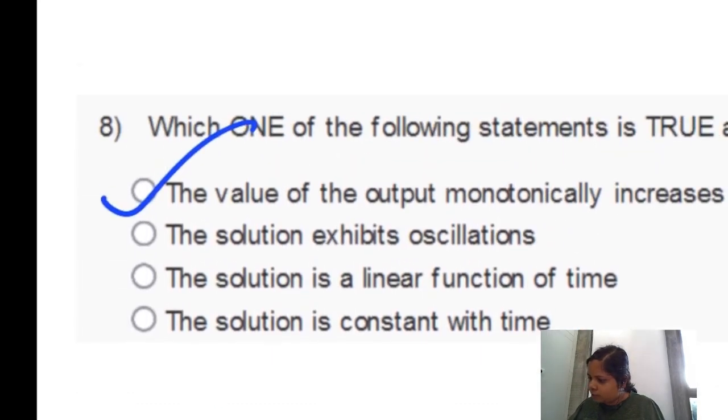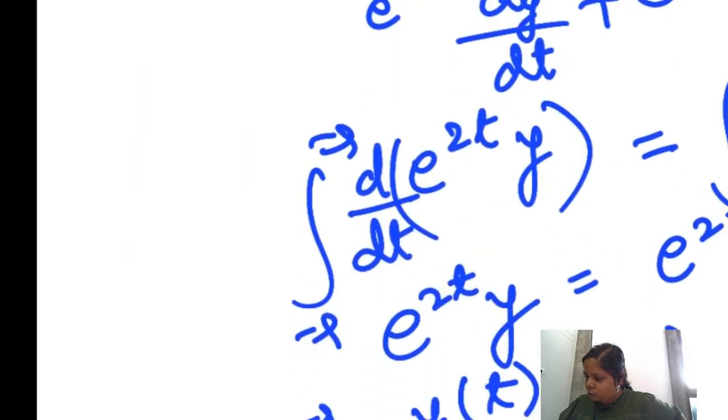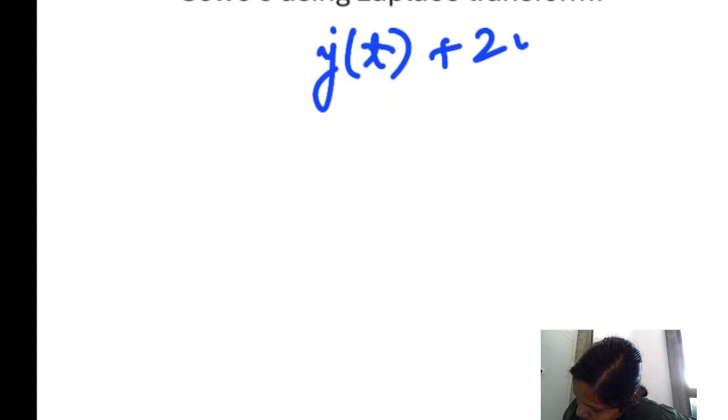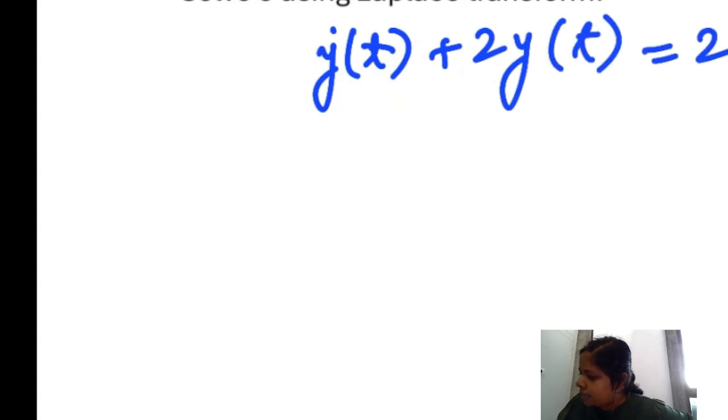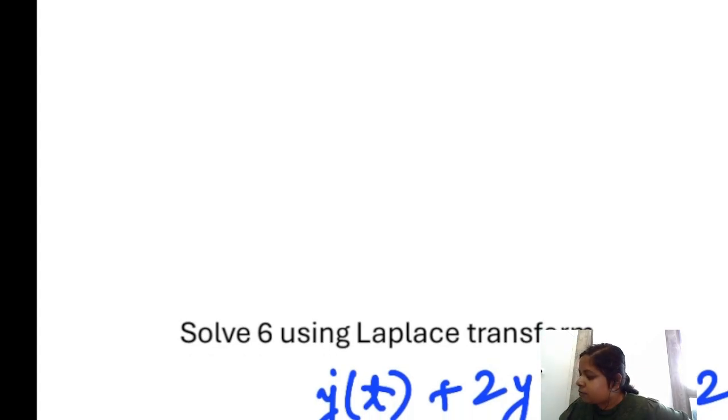Now, what I want to say is, you all already have this question with you: y dot(t) plus 2y(t) is equal to 2, and you had y(0) is equal to 0. Can you get the same solution, which was 1 minus e to power minus 2t? This was your answer. Can you get the same solution if you use the Laplace transform method?